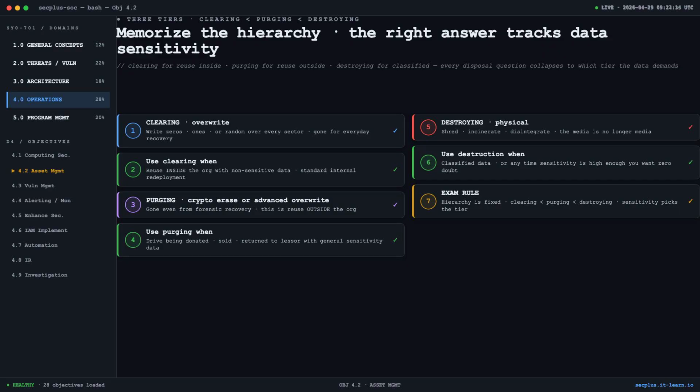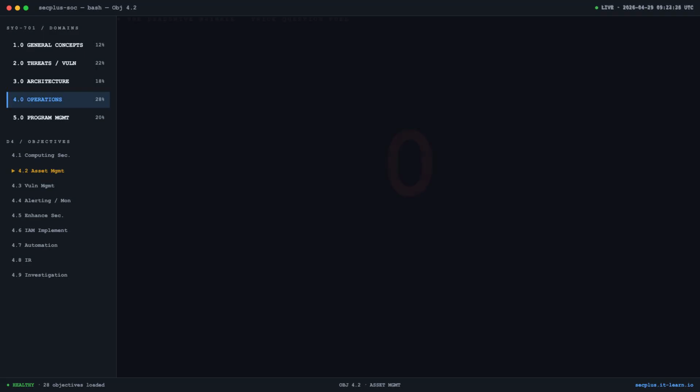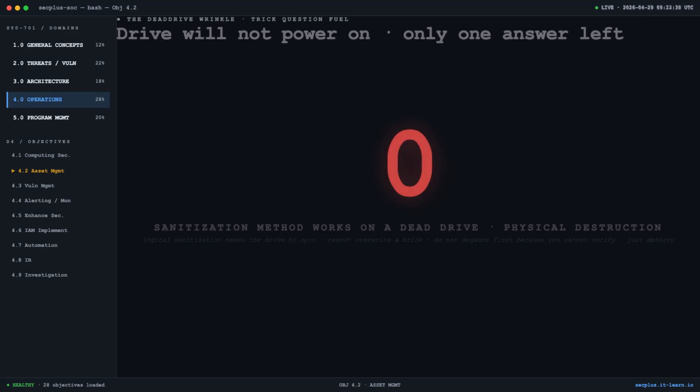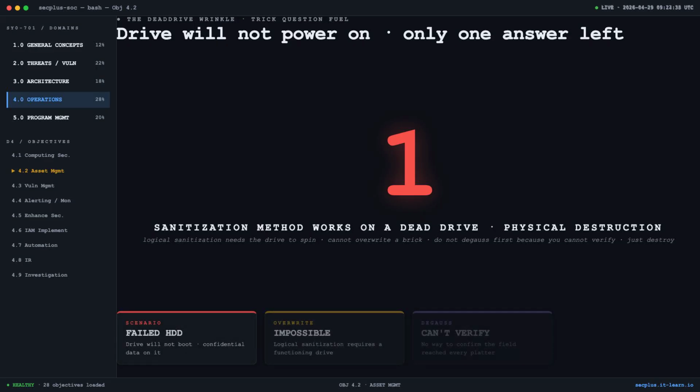There is one more wrinkle. Logical sanitization, like clearing, only works while the drive is functioning. If the drive will not power on, you cannot overwrite it. The only sanitization method that works on a dead drive is physical destruction. So the answer to drive failed, will not boot, has confidential data on it, is always destroy. Not degauss it first because you cannot verify, just destroy.